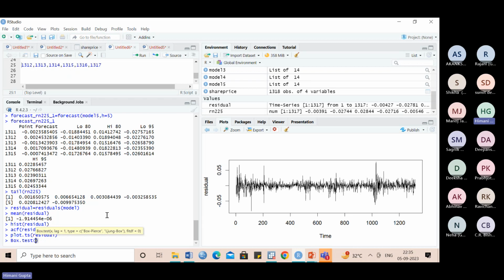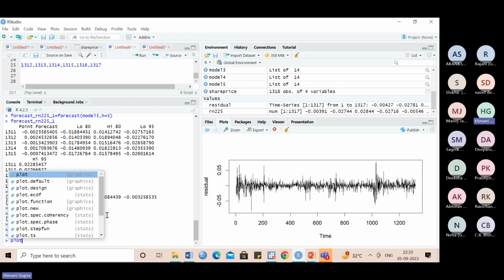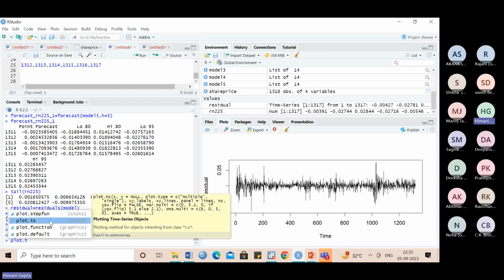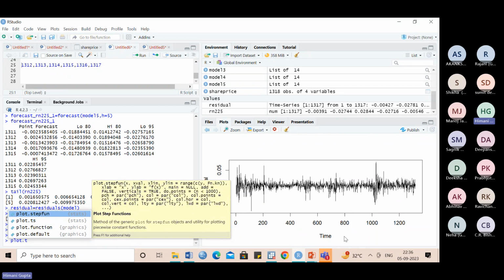If you see over here, I'm using plot.ts. It's a simple time series plot. And plot.ts is a function of stats. It's a basic stats package which is inbuilt in R. So I'm not using ggplot. If I were using ggplot, I could change everything.